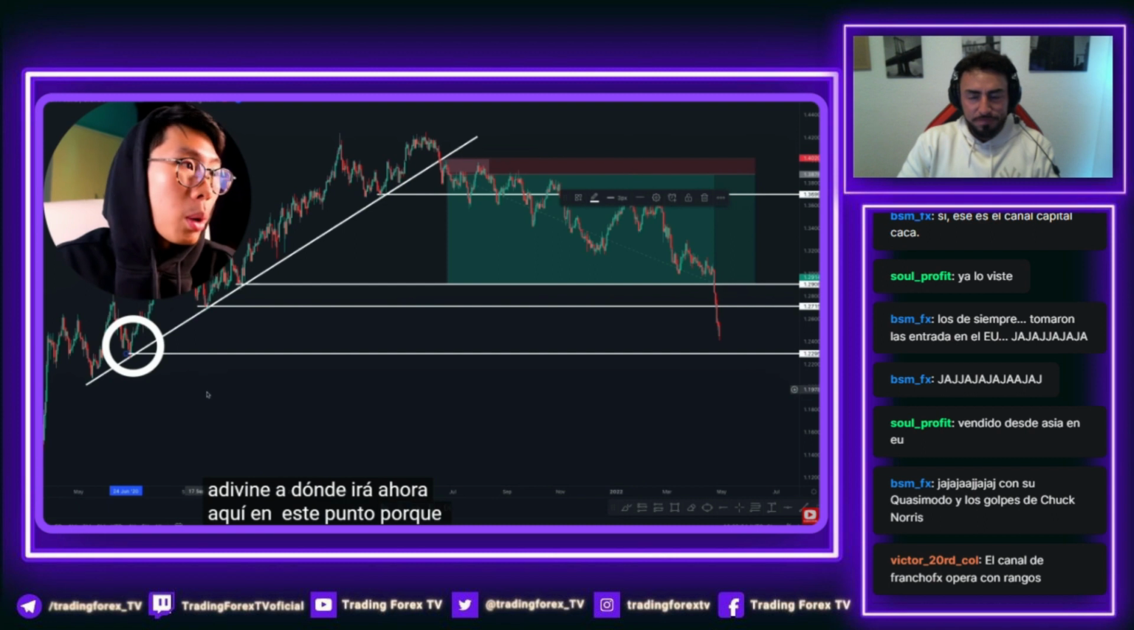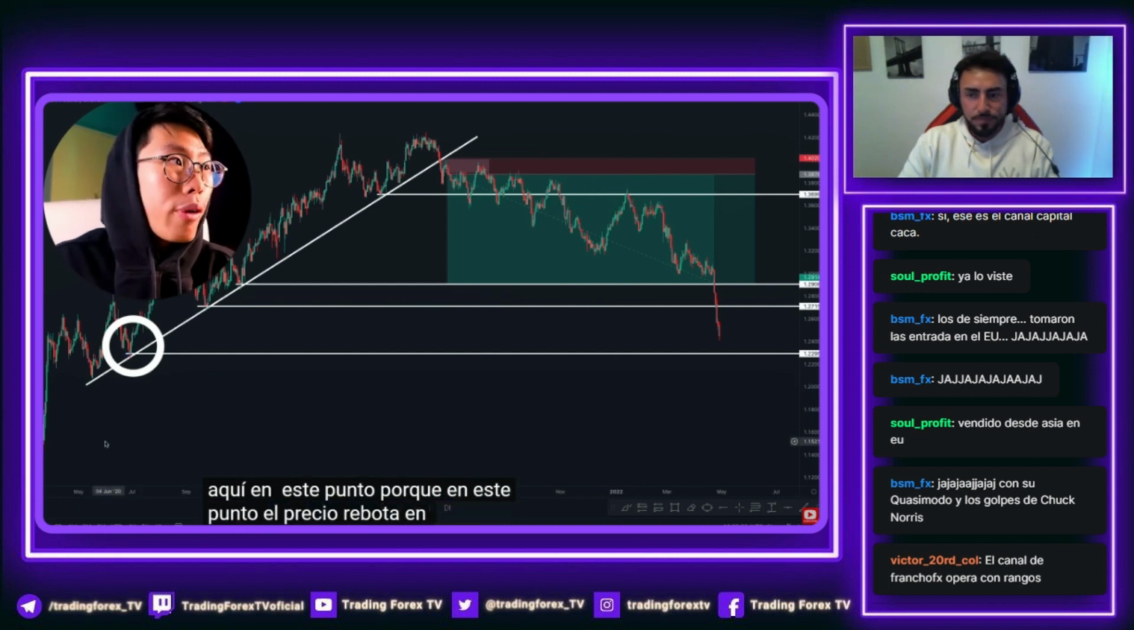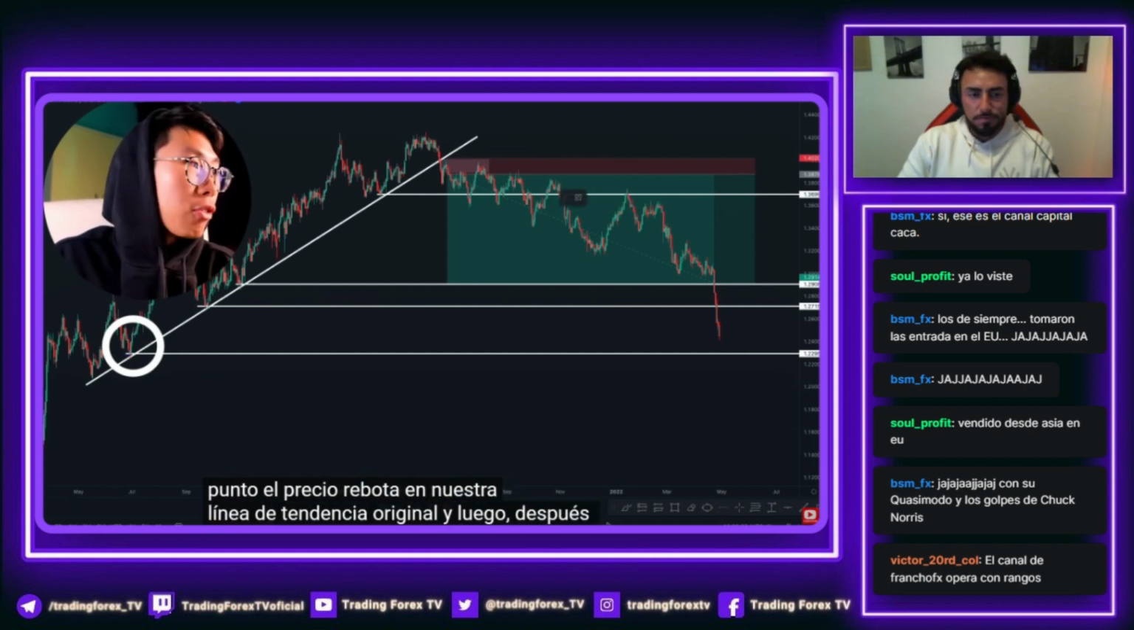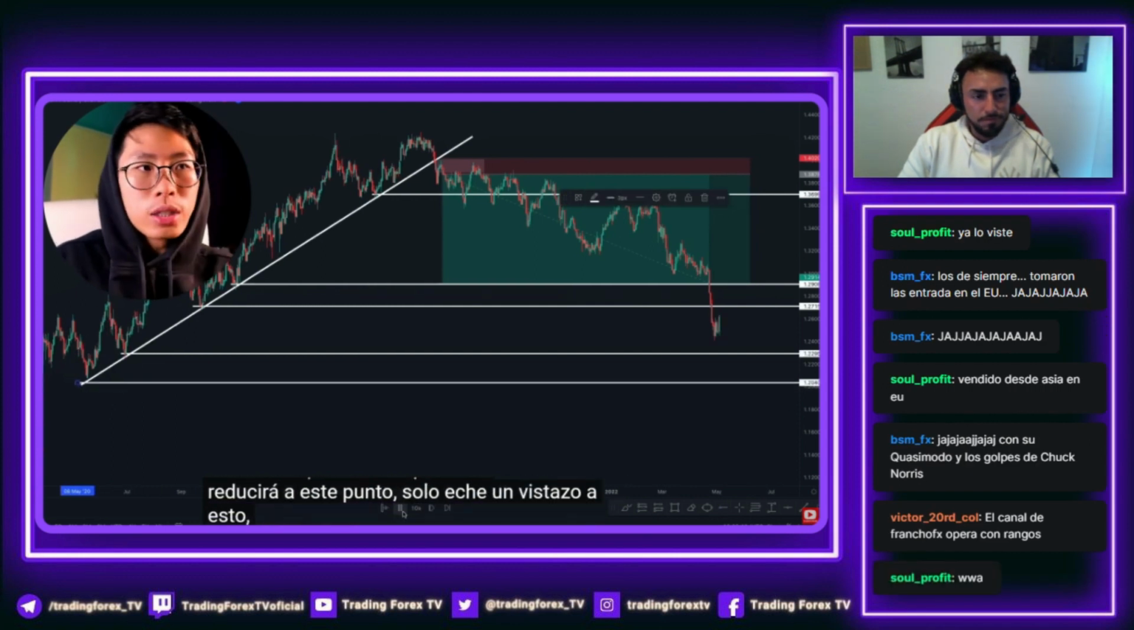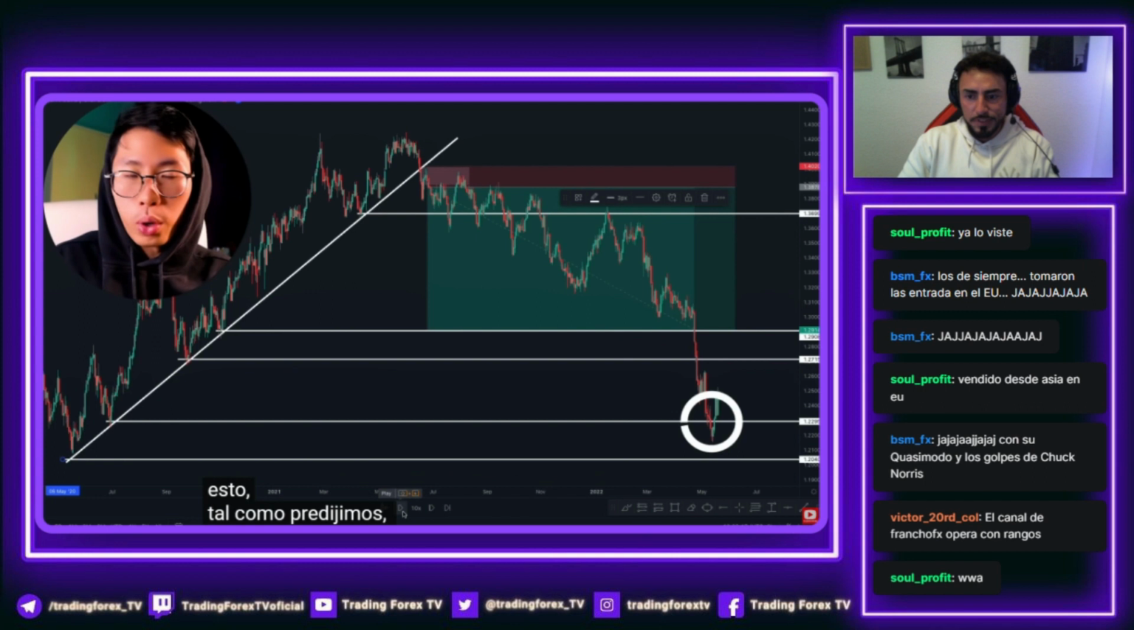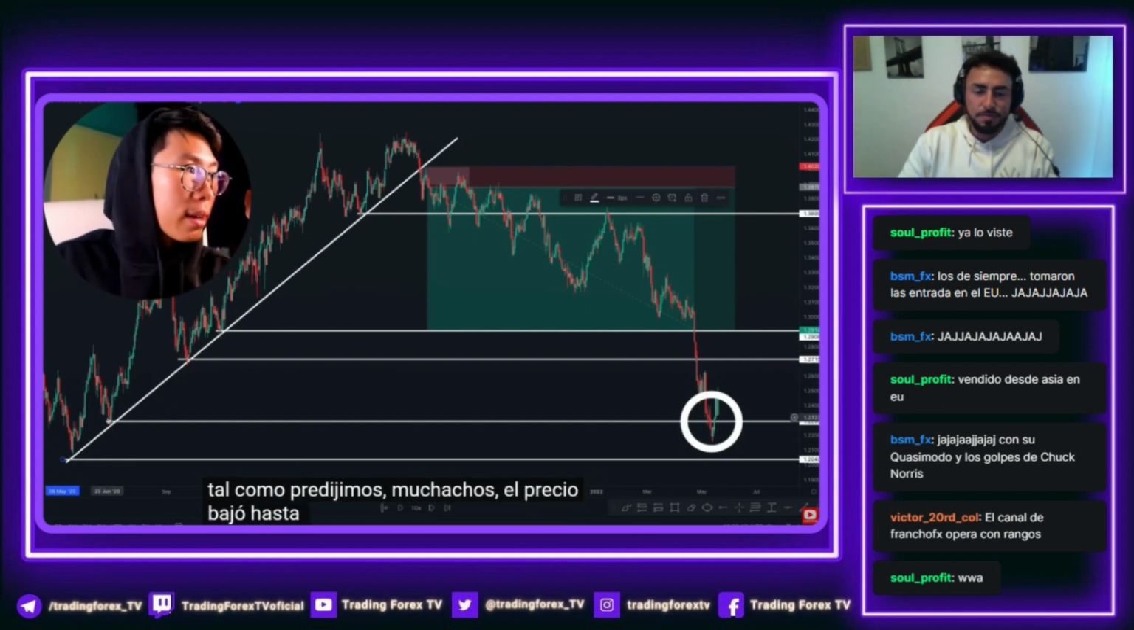Right here at this point, price bounces off our original trend line. And then after price breaks through this point, it's going to come down to this point. Just take a look at this. Just like what we predicted, guys, price went all the way down to this level.